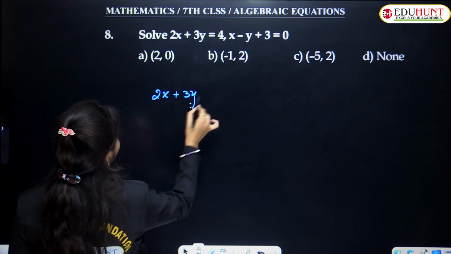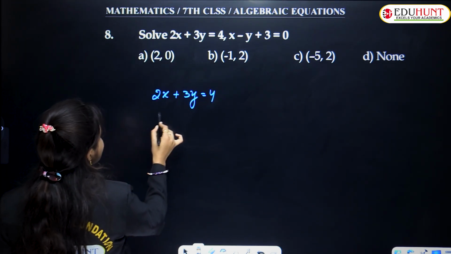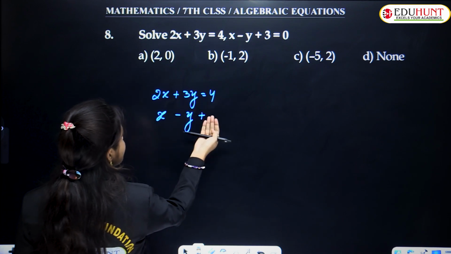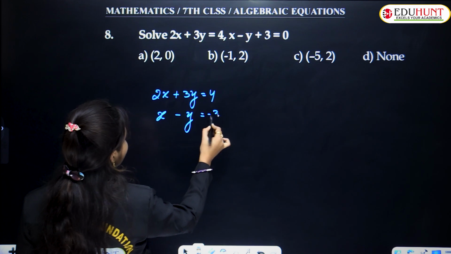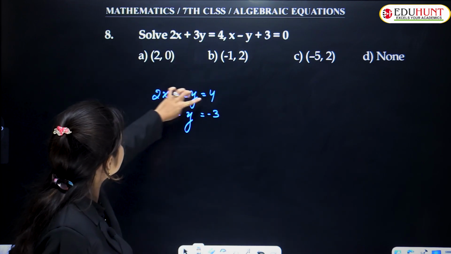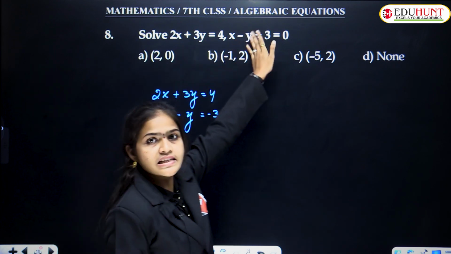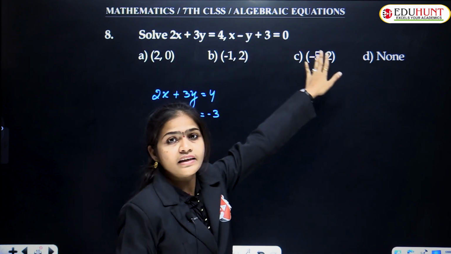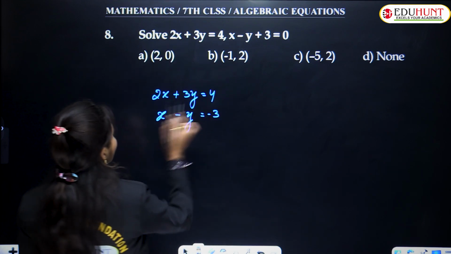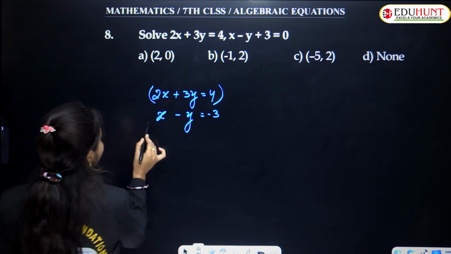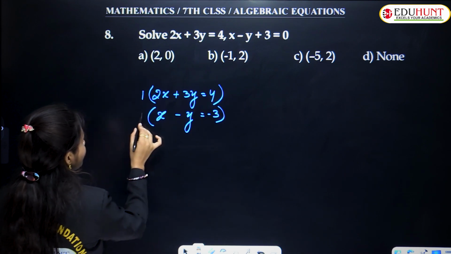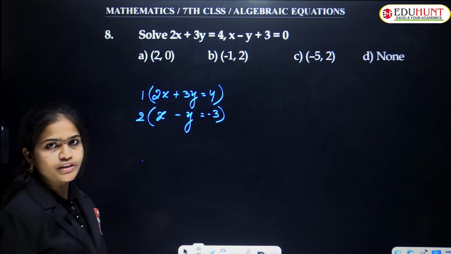2x plus 3y is equal to 4. And the second equation is x minus y plus 3, which means here x minus y is equal to minus 3. Okay. So here this is in this form, no? So 2x plus 3y is equal to 4. That's why just transpose that plus 3 to the RHS, it will come as minus 3. Okay. So here the first equation should be multiplied with the x coefficient 1 and the second equation should be multiplied with the x coefficient from the first equation.